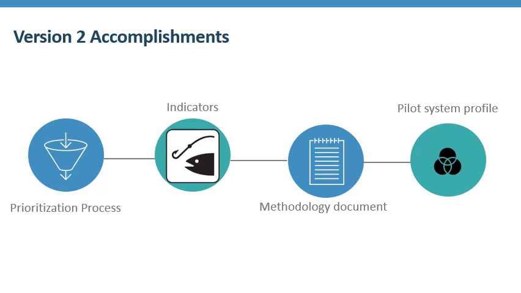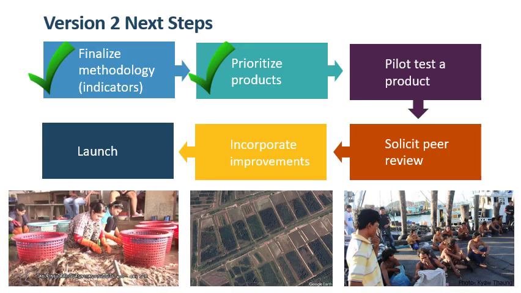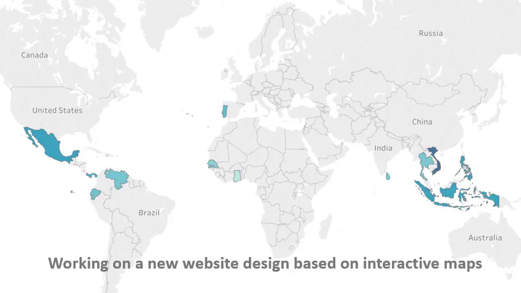We've finalized our literature review and created our list of indicators at each level and created a document detailing this methodology. We are currently piloting wild-caught tropical tunas through this new methodology. After we complete the pilot testing, we will solicit external expert peer review of the new methodology and pilot test, incorporate improvements, and launch version 2.0. The new website likely will include heat maps similar to this one showing illegal, unreported, and unregulated or IUU fishing in the tropical tuna pilot test.